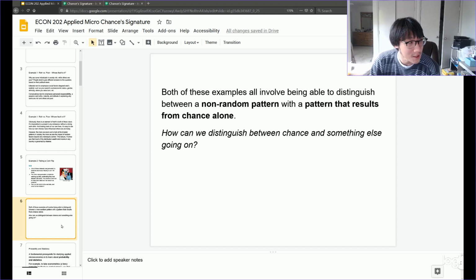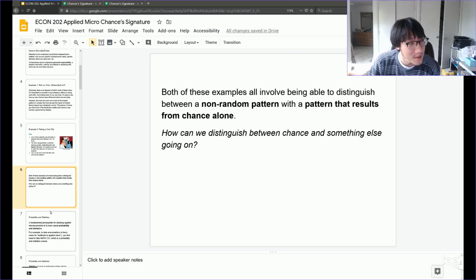How can we distinguish between chance and something else going on? Okay, and this question here is going to form the basis of our lecture today.